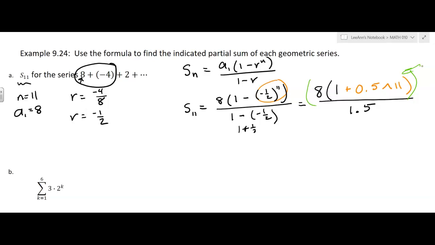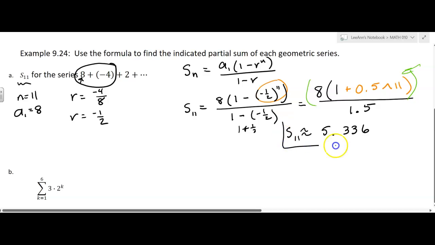And let's see what we get. I'm getting about 5.335. Okay. So yeah, that's not the number I was expecting to get, but sometimes these things happen. So the sum of the 11 terms is approximately 5.33. Actually, if I go to 3 decimal places, there we go. Okay, so a little bit with the fractions and the decimals and things like that.